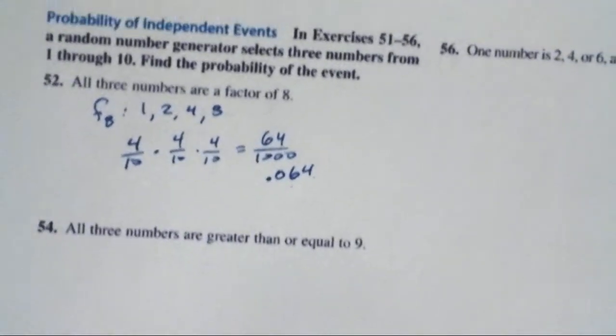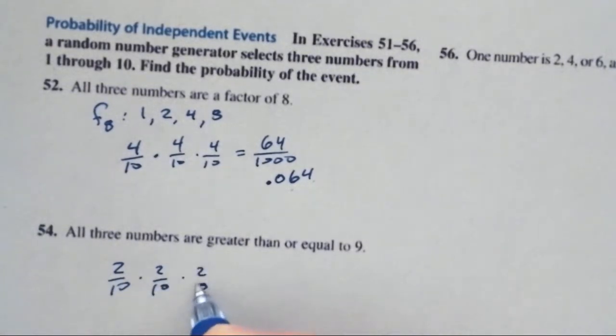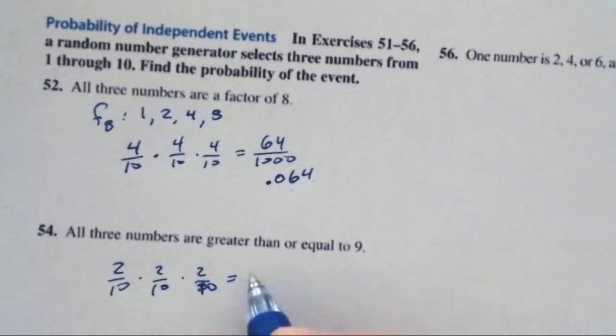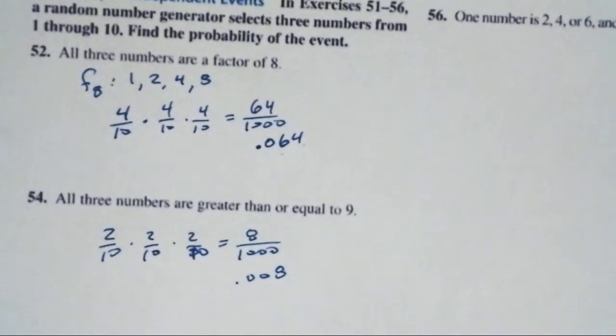All three numbers are greater than or equal to 9. Well, 9 or 10, that's it. 2 out of 10 times 2 out of 10 times 2 out of 10. And we get 8 out of 1,000, 0.008, or you could reduce the fraction.